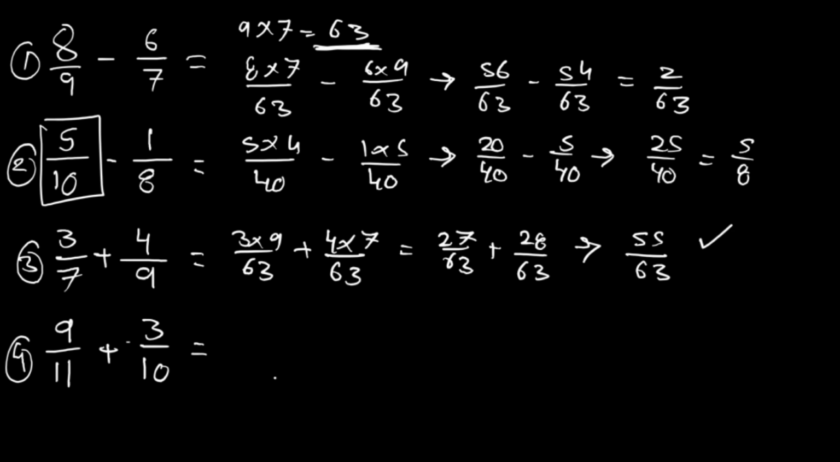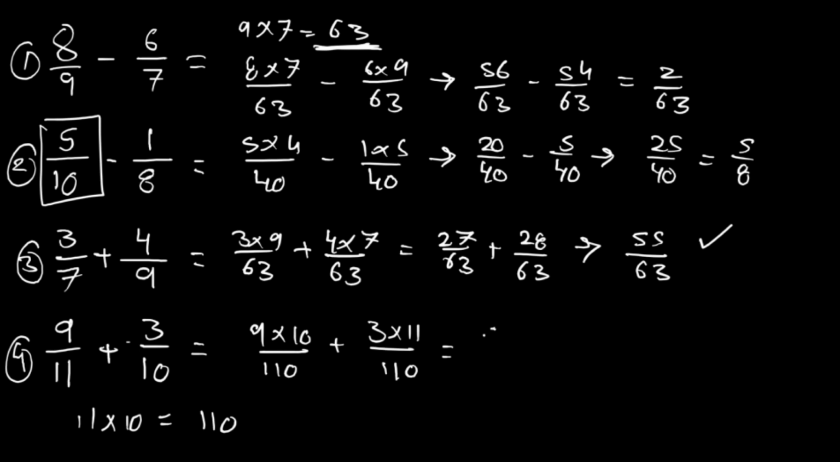Last question, 9 over 11 plus 3 over 10. A common denominator is 11 times 10, and that is 110. So 9 times 10 over 110 plus 3 times 11 over 110. And then this will give you 90 over 110 plus 33 over 110. Add these together and this would give you 123 over 110.